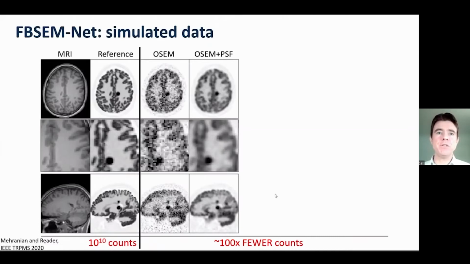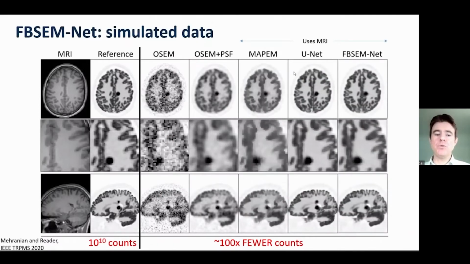This is for simulated data. There's a huge number of counts in the high quality reference here. Conventional reconstructions, OSEM, use 100 times fewer counts. No surprise, noise is showing up. And then when we do MR guided map-EM, we get a result like this. And then deep learned methods are shown on the two rightmost columns here.